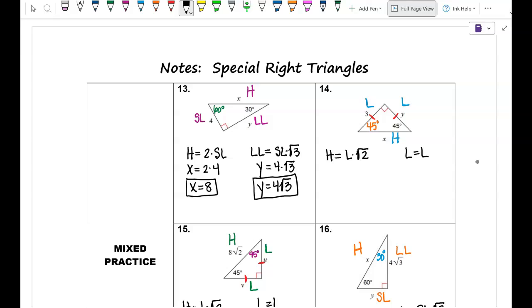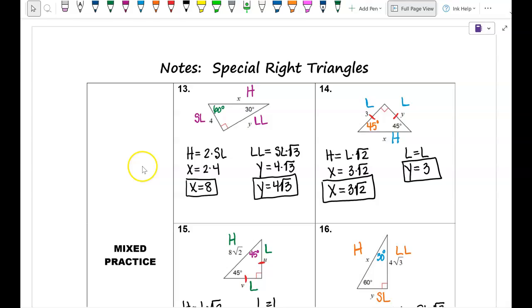Number 14, substitute in, we get x equals 3 times radical 2. And again, radical 2 cannot be simplified, so x equals 3 radical 2. And since leg equals leg, y equals 3. And the reason I put the leg equals leg out there is that usually is what gets missed when answering a question, is students forget to tell me what the other leg equals. So if we get in the habit of that being one of our equations, we're less likely to miss answering that question.